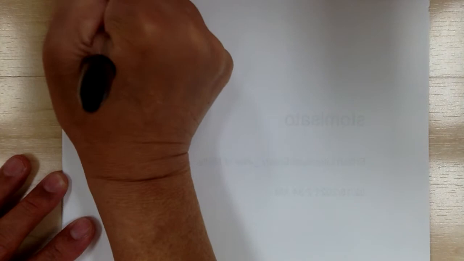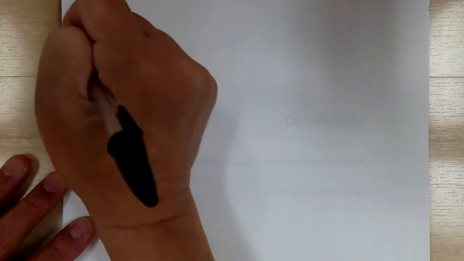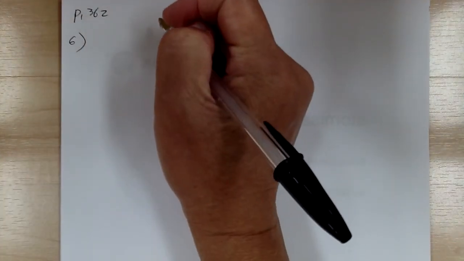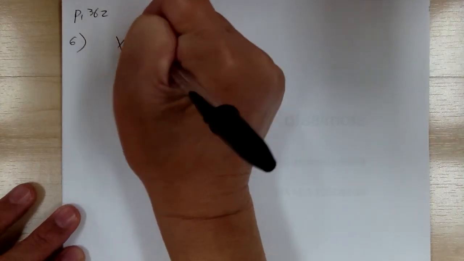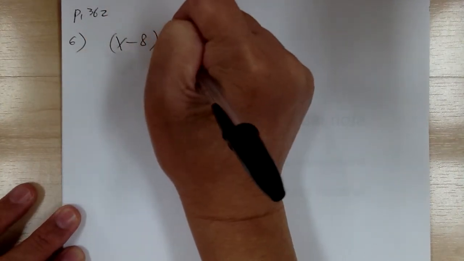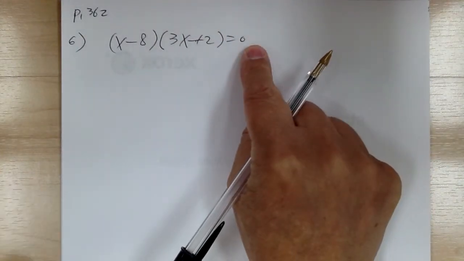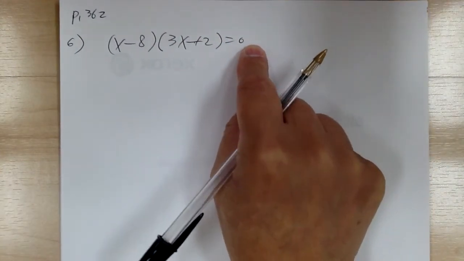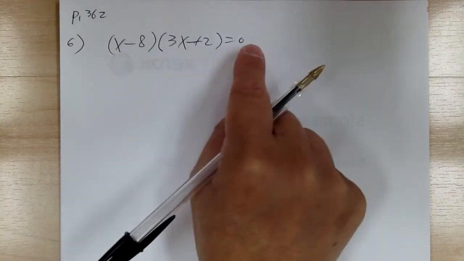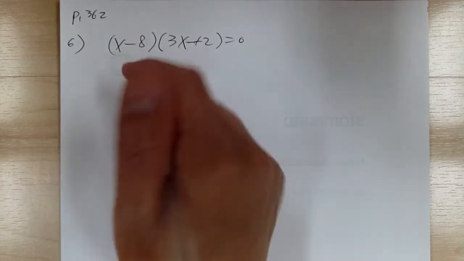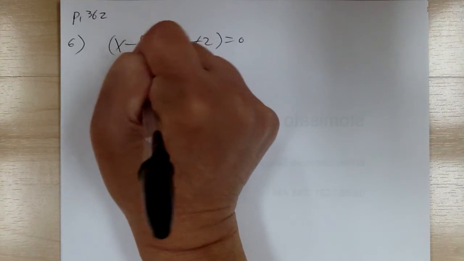Let's go to the next one. Okay, you have x minus 8 times 3x plus 2 equal to 0. So you can check, make sure it's equal to 0. And then next, check if it's factored. So yes, it's equal to 0 and factored. So you can set each part equal to 0.